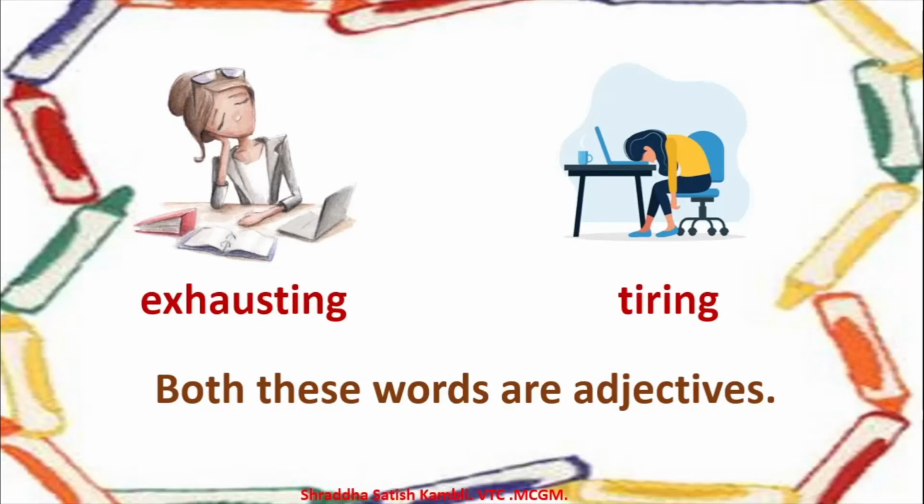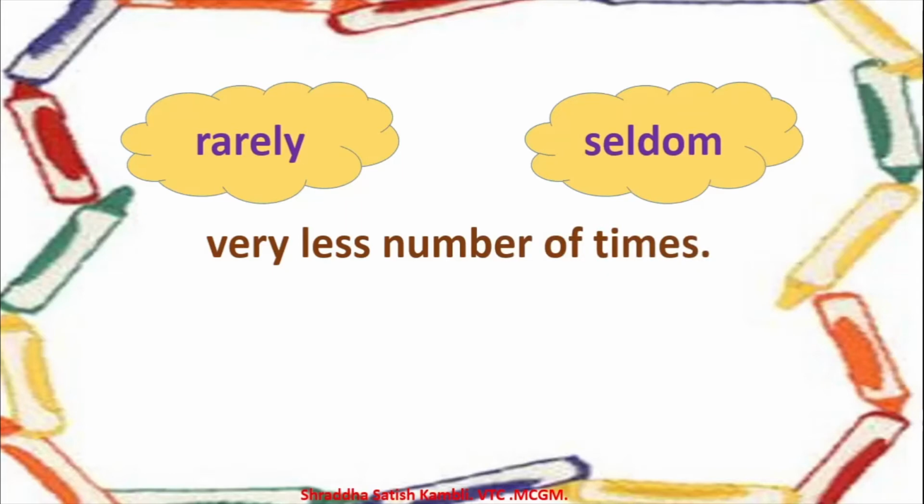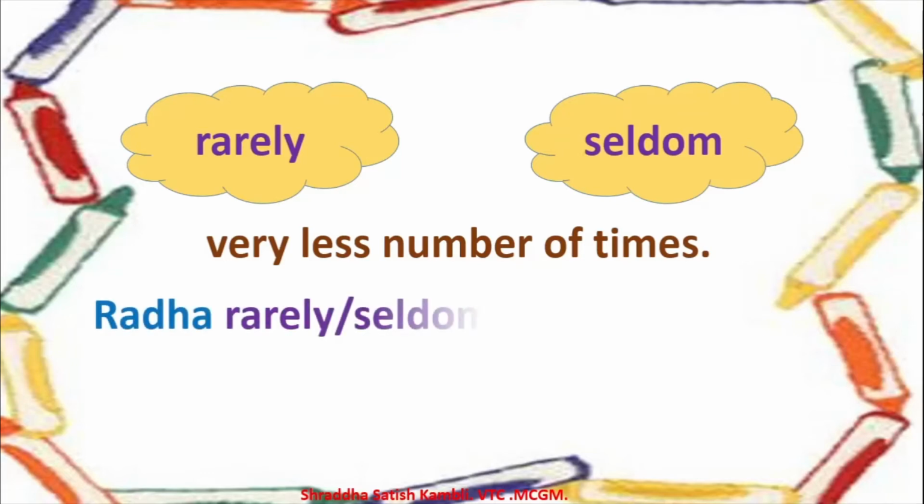Okay, now let's move on to the last category of words which could be synonyms. So see here, rarely and seldom. Now what is the meaning of these two words? Rarely or seldom could mean something which happens very few times. Something which happens not often, once in a while. Let's look at an example sentence here. Radha rarely or seldom comes to school. So maybe Radha has got some problem at home.